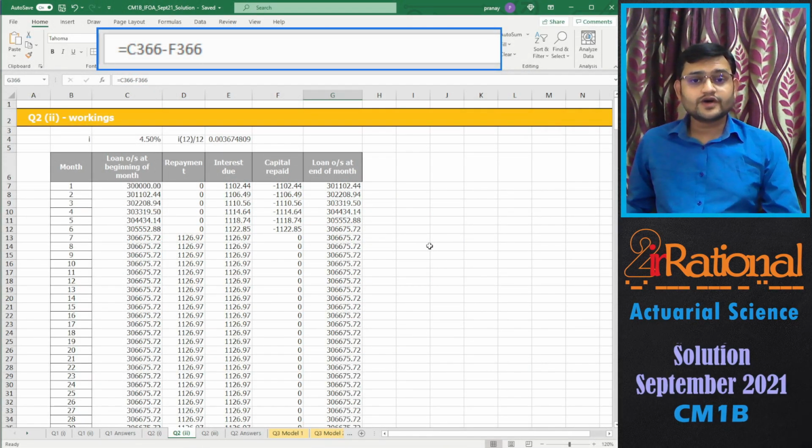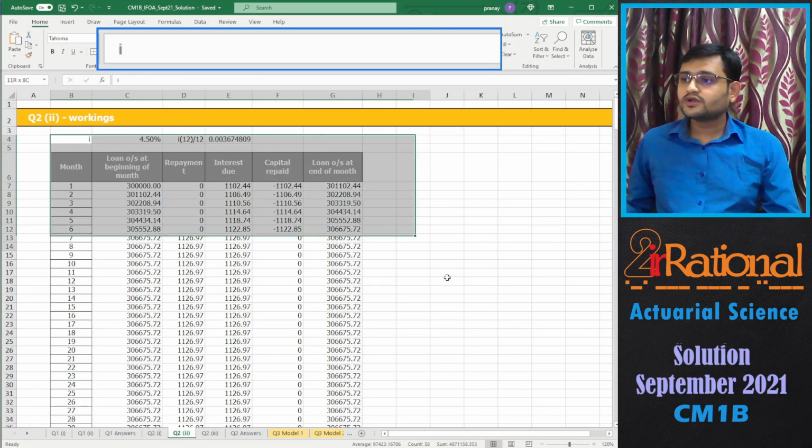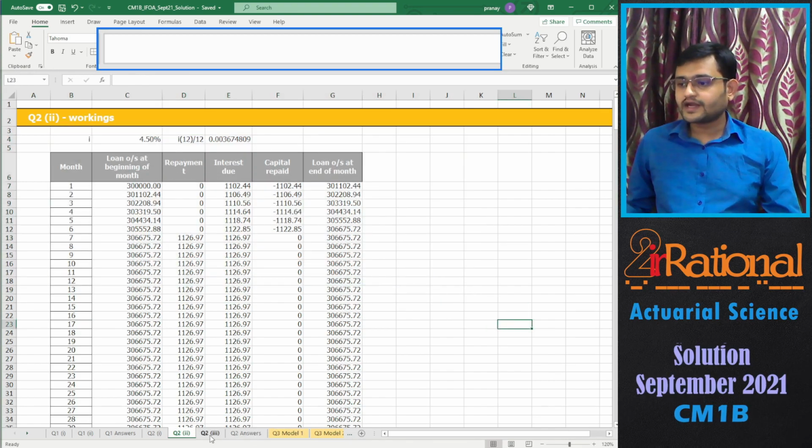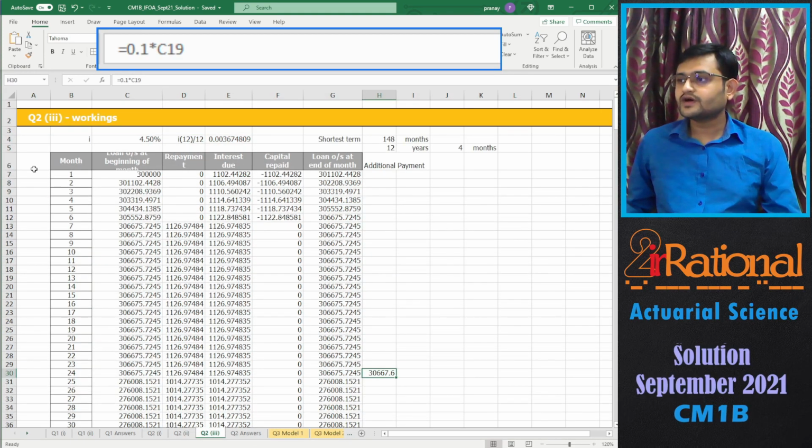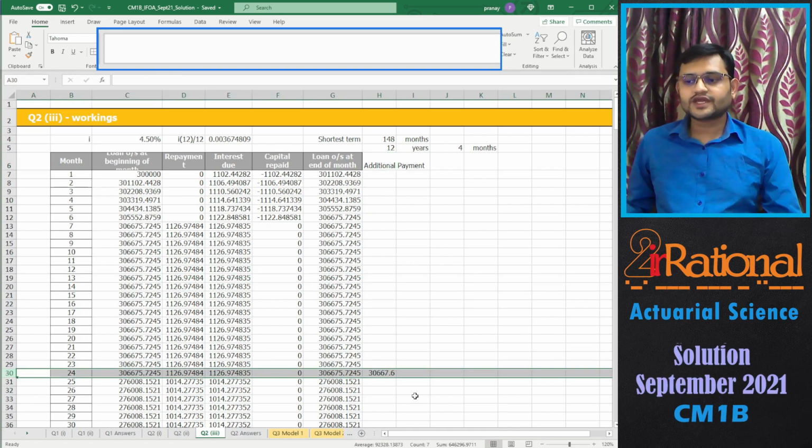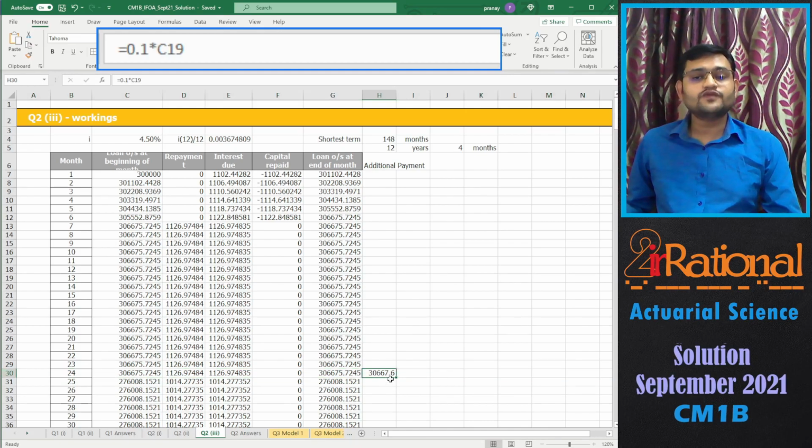So for the third one, all I did was copy the whole table from the second and paste it here in the third, and make a column of additional payment. The additional payment would start at the end of the second year, but the payment would be 10% of the value at the beginning of the year. So at the beginning of the year, this is what our loan outstanding was. So 10% of that would be paid here.